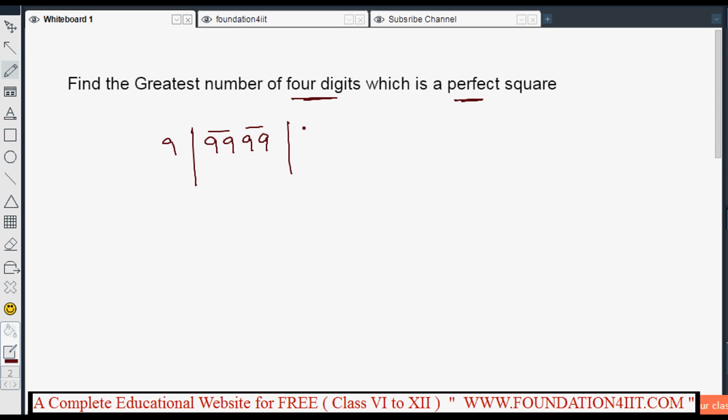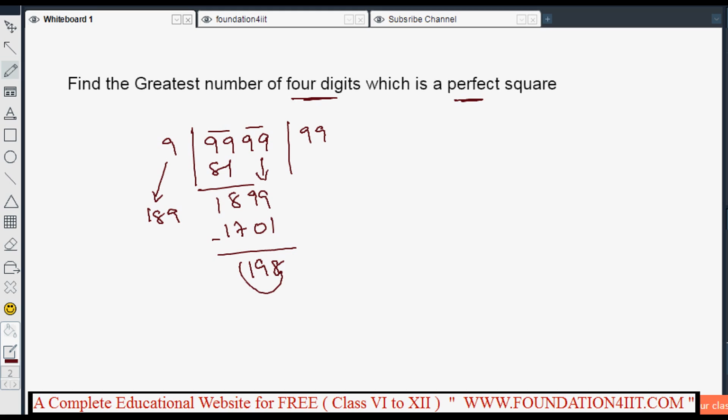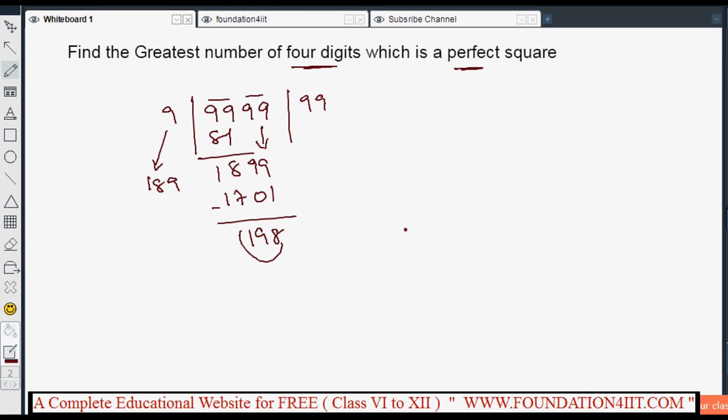Now this is 9, nines are 81. If you take the next set, 99. Okay, this 9 doubled is 18. This is double. And 189 nines are, so just solve now, 189 nines are 1701. Fine, if you subtract, we got 198. That means clearly that if the extra 198 is there and I subtract it from 4 nines, we'll get the greatest number.